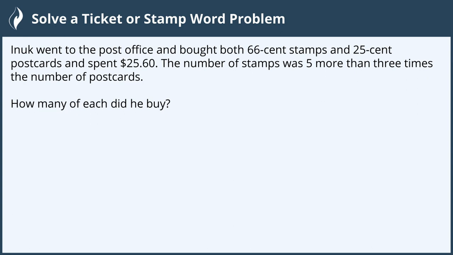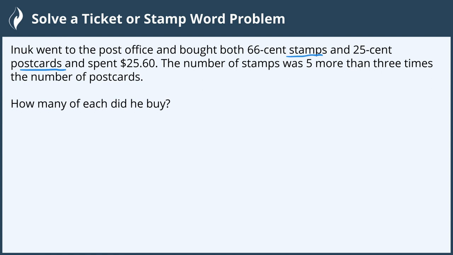Enoch went to the post office and bought both 66-cent stamps and 25-cent postcards and spent $25.60. The number of stamps was 5 more than 3 times the number of postcards. How many of each did he buy? We have two unknowns here, the number of stamps and the number of postcards.